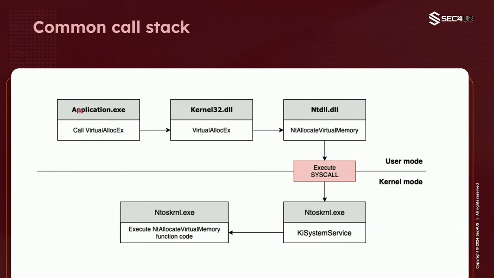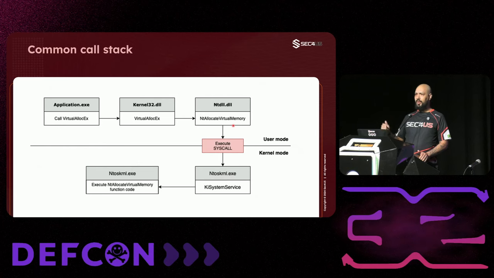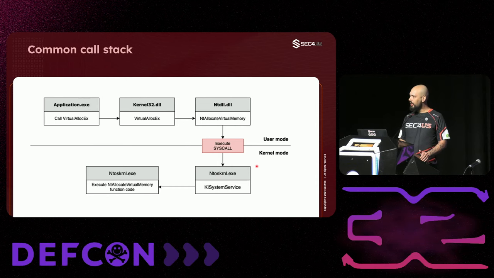So this is a common call stack where I have one common application that needs to, for example, first execute VirtualAlloc to allocate memory. In the common call stack, the application will call this from kernel32.dll, and kernel32 will call another API inside of Ntdll, and Ntdll will prepare the stack parameters, register parameters, and will execute the assembly instruction called syscall that will transit from user mode to kernel mode.